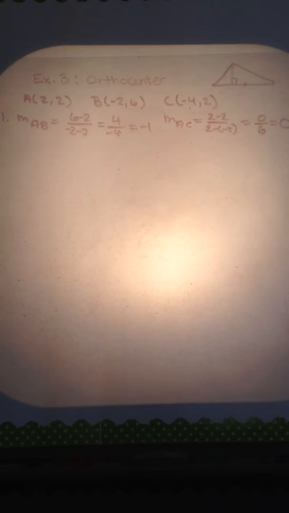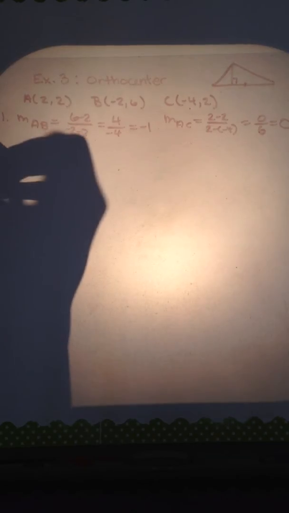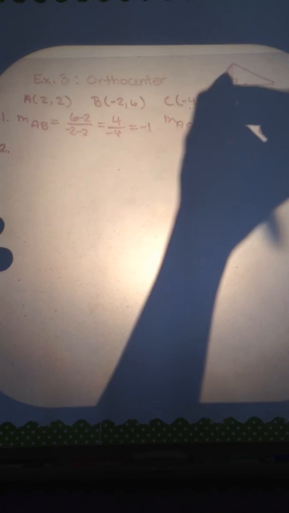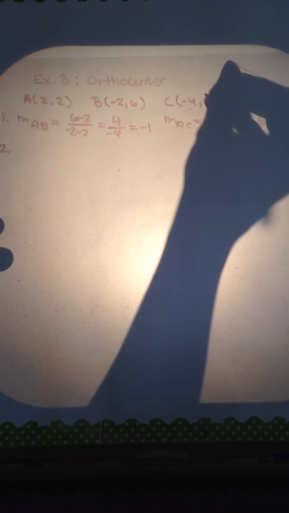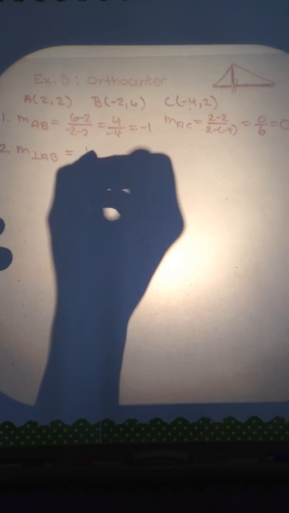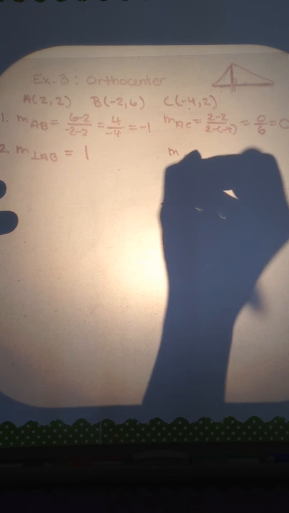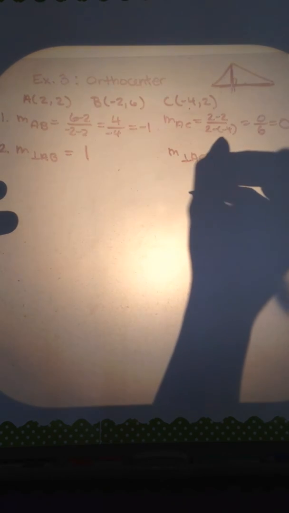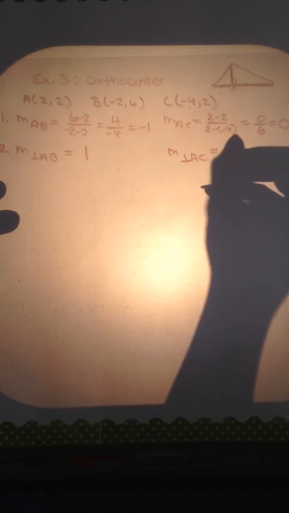Step 2 was to find the negative reciprocals of those slopes. So again, we found the side. Now we want to find the perpendicular slope to find this equation of the altitude. So slope of the perpendicular to AB would be positive 1. Remember, we flip it over. So the opposite of negative 1 over 1 would be positive 1 over 1. And the slope perpendicular to AC, the perpendicular to a horizontal is going to be a vertical. So our slope would be undefined.